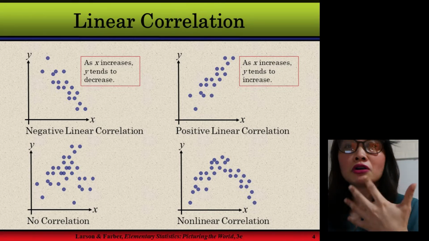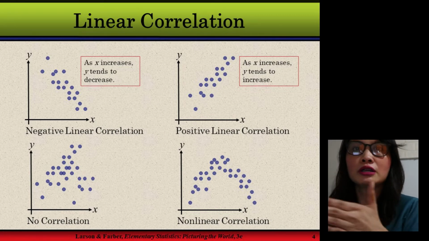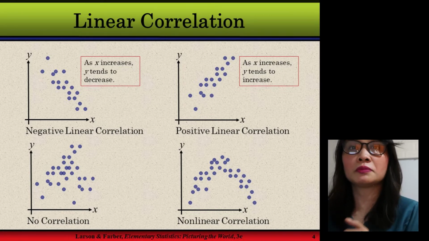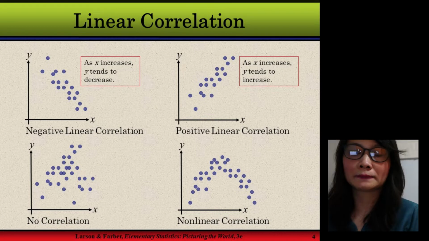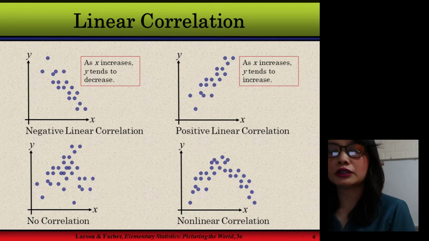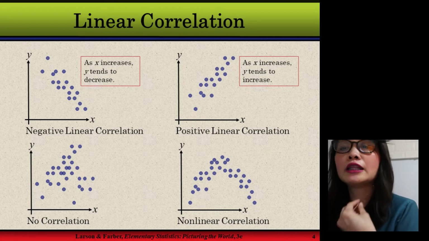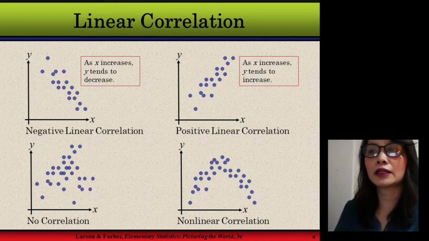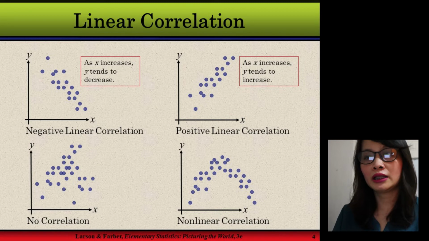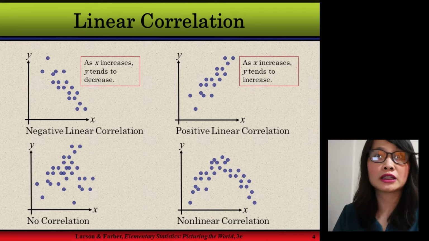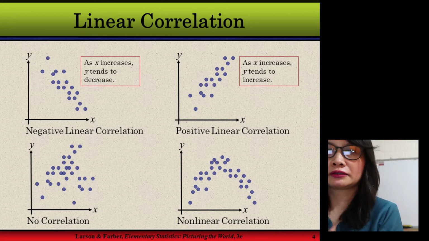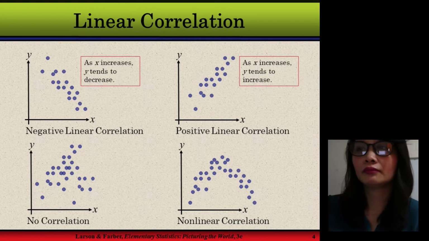When we say no correlation at all, it means there's no cause and effect between the two variables. Non-linear correlation will not form a line, a straight line. That's why we call it non-linear correlation. It can be a curve, either a negative curve or a positive one. It depends.